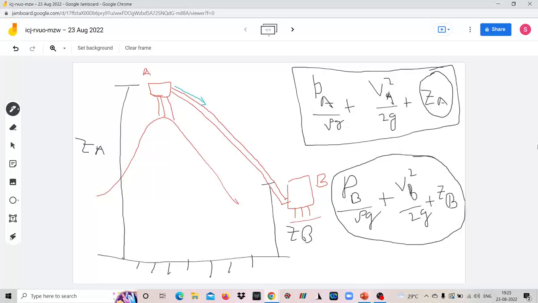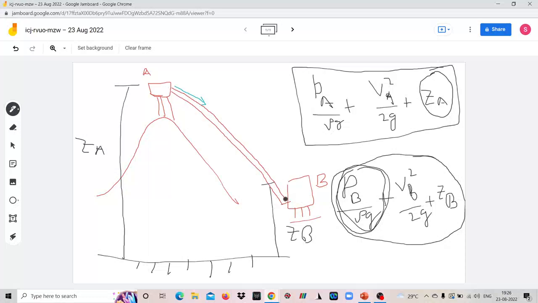Or what is done normally? We make use of pumps, which tremendously increase the pressure head, and as a result, the total energy at point B will increase, and there will be flow of water from reservoir B to reservoir A.